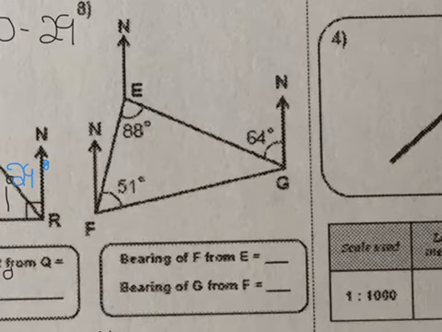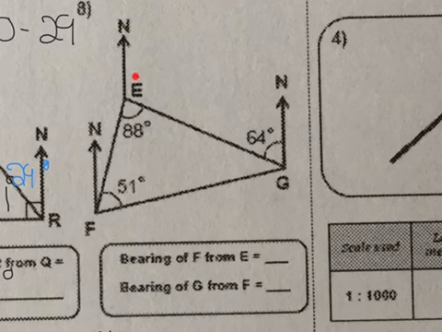So we want two bearings from this drawing. The first one of F from E. So we're starting at E, and we're coming round and we're going to F. So that is the angle there that we need to calculate. So what information have we got in our diagram? We know this one, that's 88 degrees. So we can find out this one, we add the two together and we get the total angle.